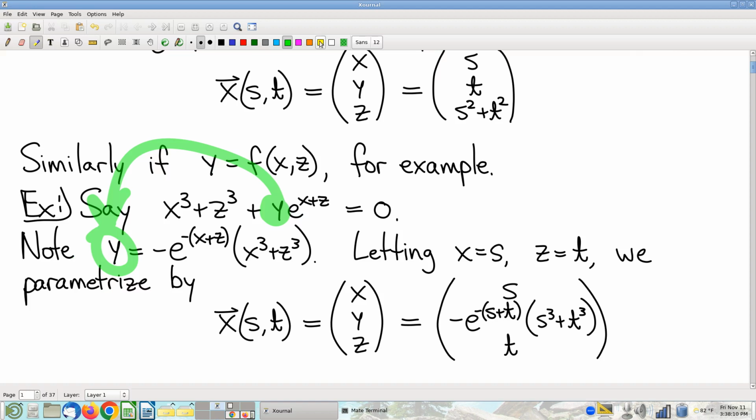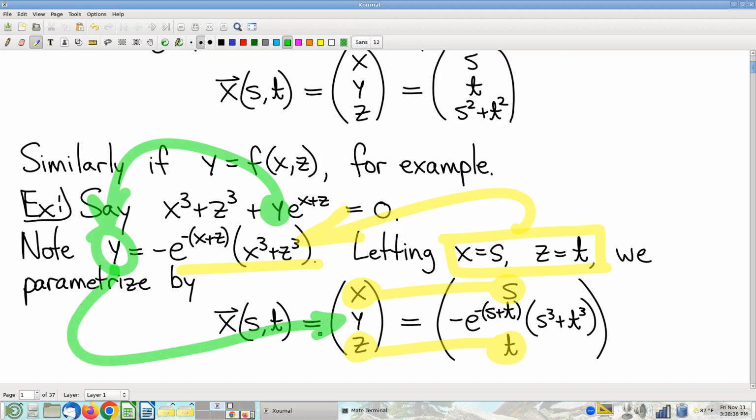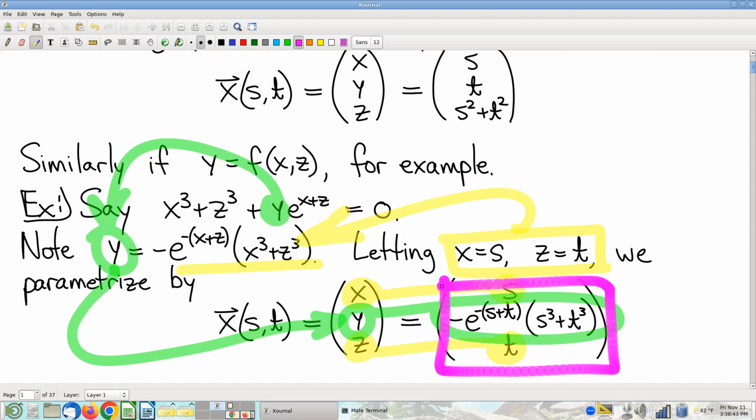And again, we're kind of done. My input variables in this function are x and z. So x and z are my parameters, arbitrarily chosen to be s and t. And let's see, what is y? Well, I don't really have any choice in the matter. x and z have to be s and t, which when I plug in there forces y to be that. And we're done. We have a parameterization: position as a function of two parameters, s and t. Everybody happy? Questions, feel free.